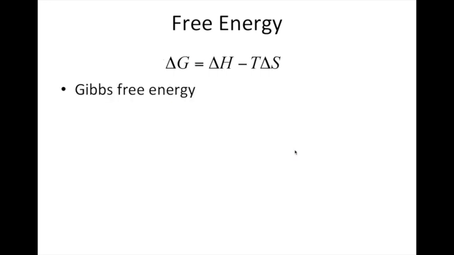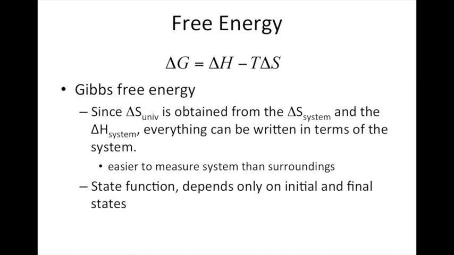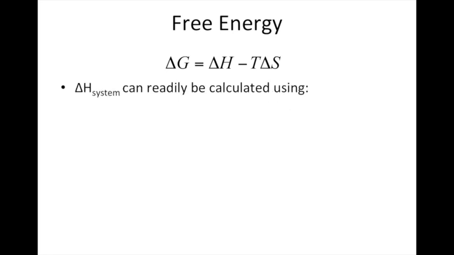Okay. So Gibbs free energy. As we said before, since the change in entropy of the universe is obtained from the delta S of the system and delta H of the system, everything here is written in terms of the system. Now that's important because we can readily measure changes in entropy and enthalpy of the system. Systems are much easier to measure than surroundings. That's why we like to write the second law of thermodynamics in terms of free energy. It's also a state function. Delta G, free energy change, is a state function. It only depends on the initial and the final state, not the path to get from initial to final.